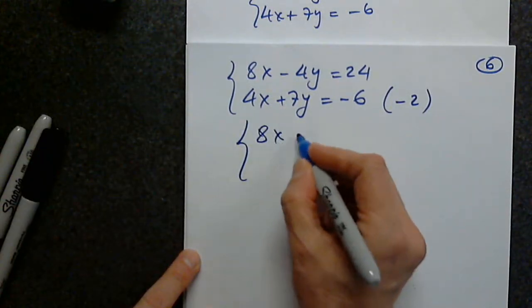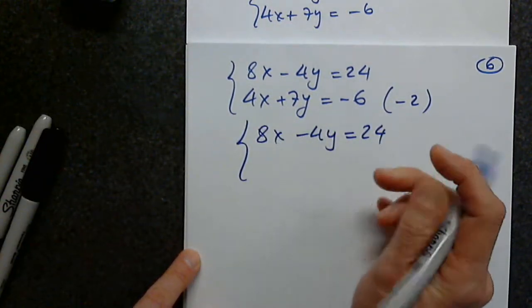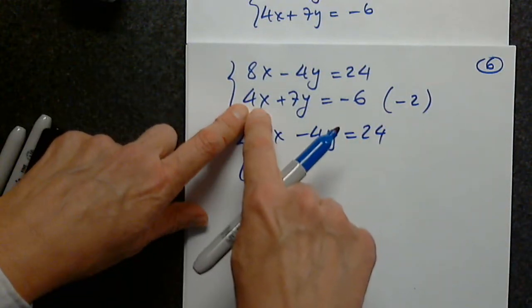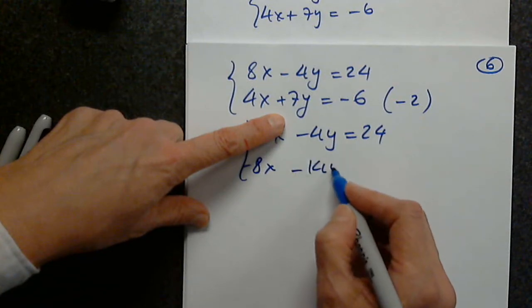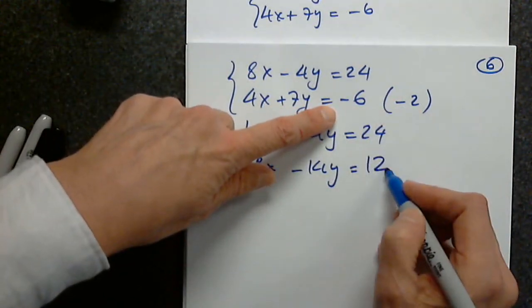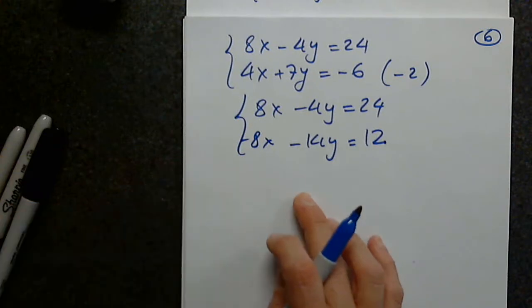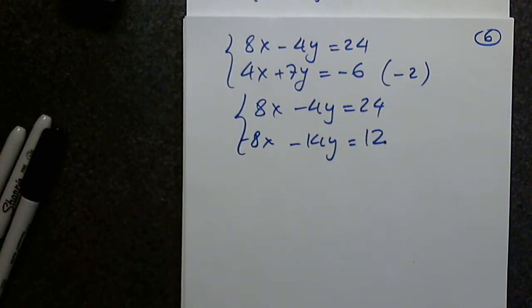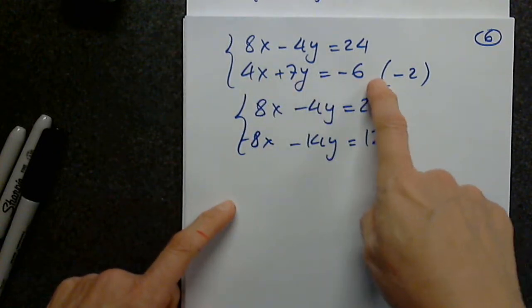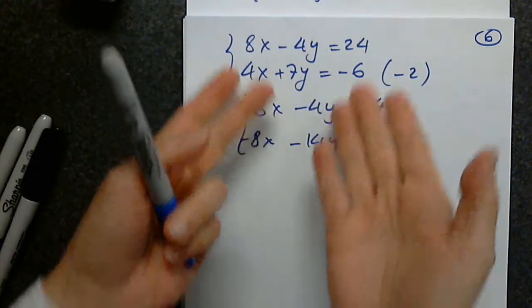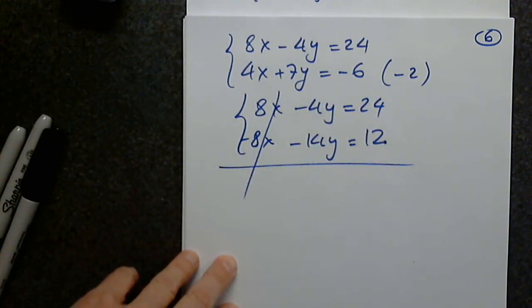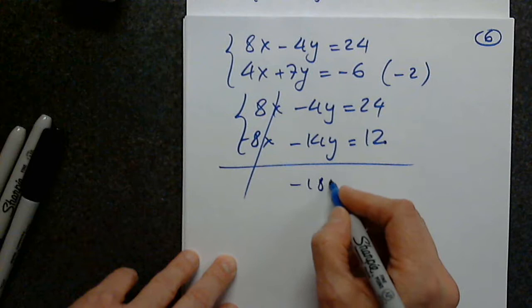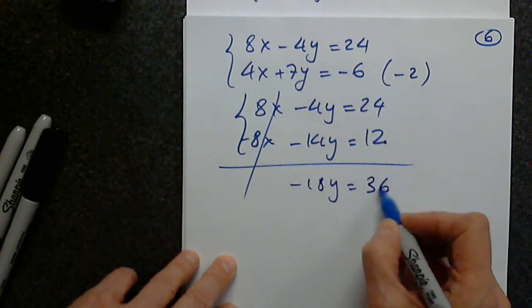So copy 8x minus 4y equals 24. -2 times this is -8x. -2 times this is -14y. And this is +12. See, this is what we do when we multiply one row by -5 and add it to another row. We multiply this row by -2, and now we are going to add it to the first row. And that's how we get the 0. So this is -18y equals 36.